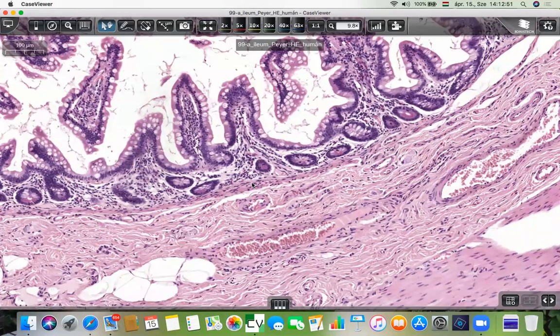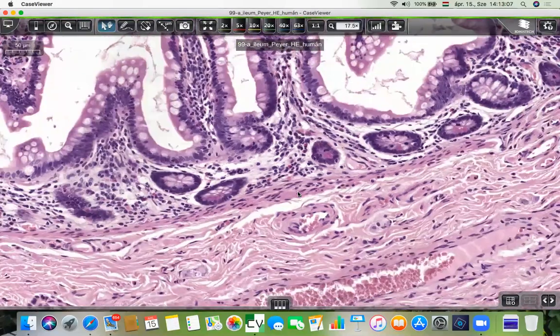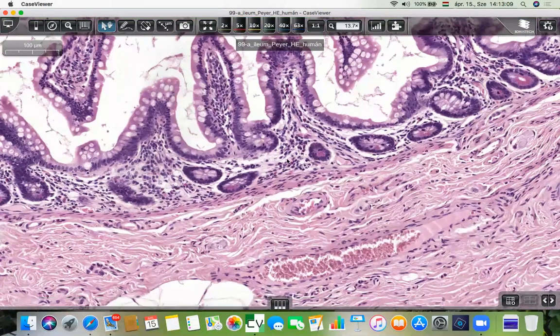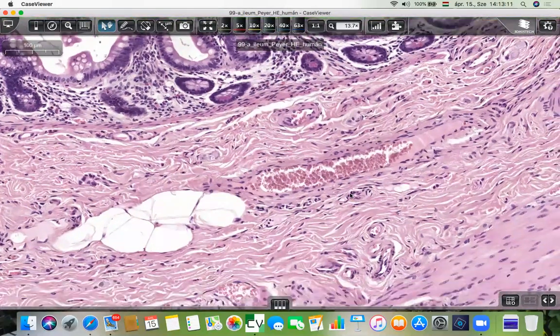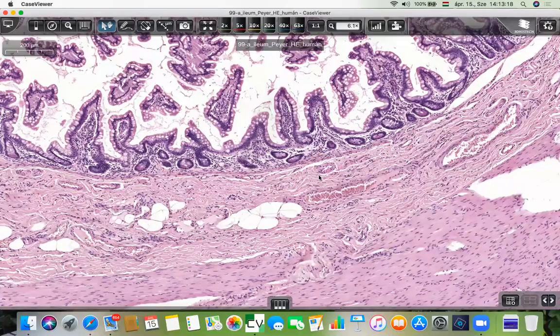So muscularis mucosae, which is built up by two layers, inner circular, outer longitudinal smooth muscle layer. But it's hard to differentiate the two layers. And underneath, we have the submucosa. So this is the submucosa here, and there. So this is the muscular layer. So between them, we can find the tunica submucosa.